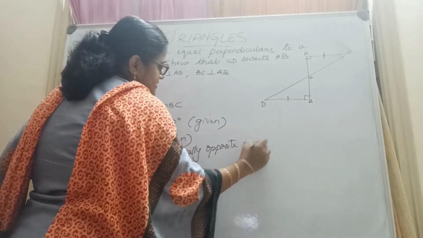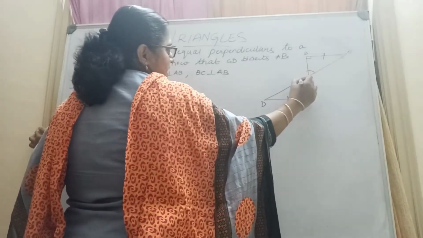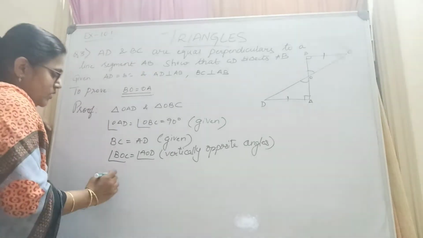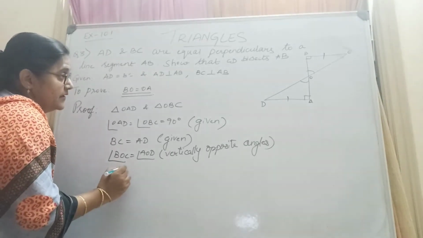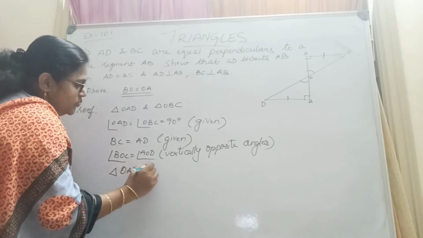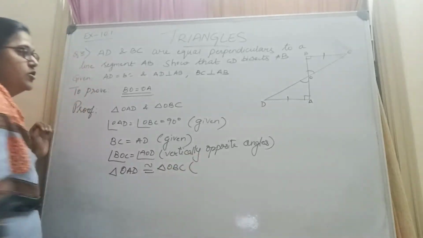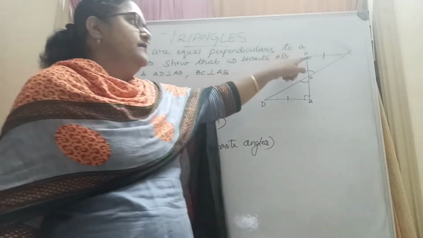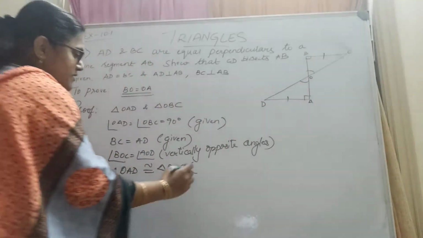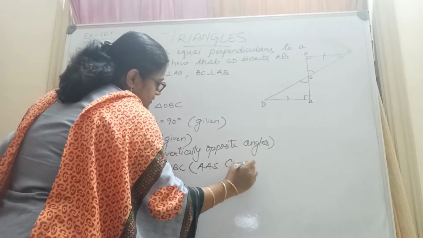Vertically opposite angles. That is, BOC and AOD are vertically opposite angles. So now the triangle OAD is congruent to triangle OBC by which congruence rule? Angle, angle, side. Two angles and one side I have taken. So AAS congruence rule.